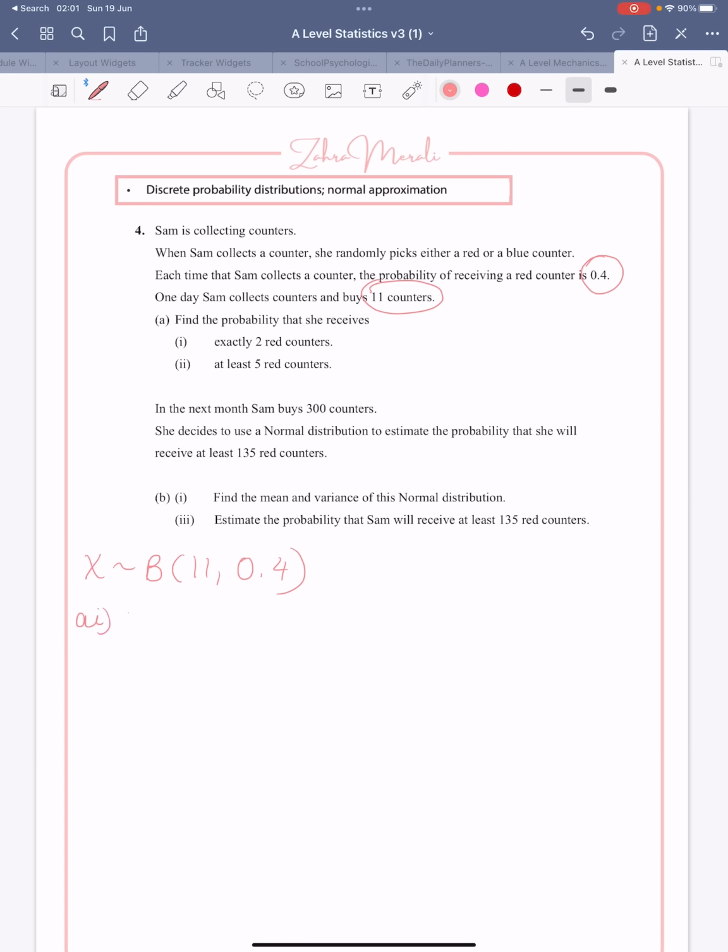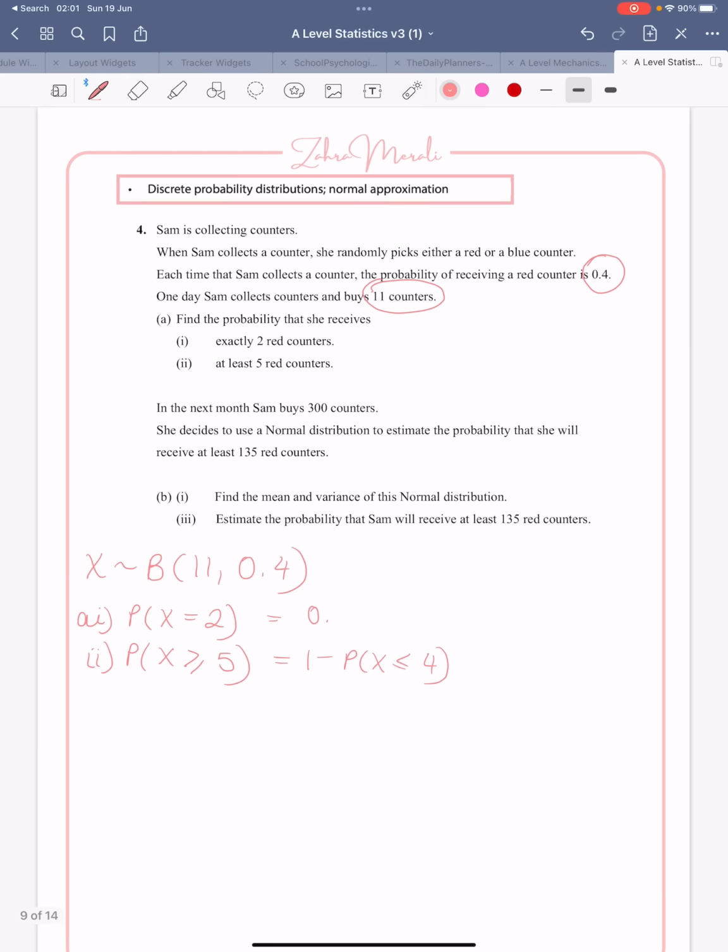And part A, we want the probability x equals 2. And for part 2, we want at least. So at least means greater than or equal to. Now this is going to go into your calculator. If you've got the ClassWiz, CD only gives you less than. So this is 1 minus less than or equal to 4. You want to keep the 5, so you're getting rid of the 4. So you substitute that into your calculator and you get 0.4672.